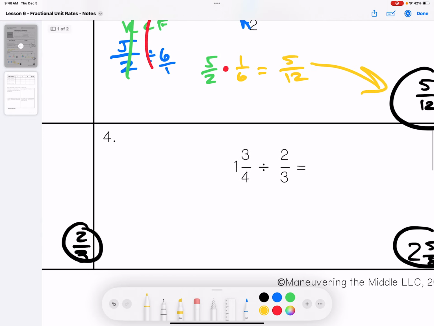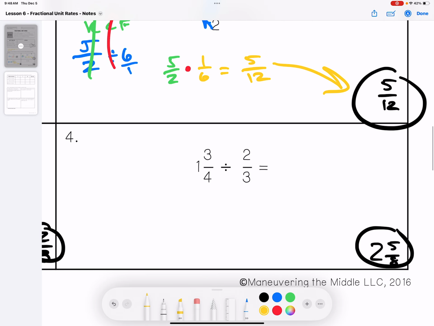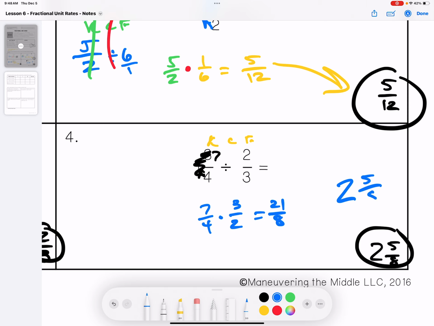All right, number 4. Turn it into an improper fraction first. That would become 4 times 1 plus a 3 on top becomes 7/4. Keep, change, flip. 7/4 times 3/2, 21/8. 8 will go into 21 2 times without going over. That makes 16. 21 minus 16 is 5/8, which is what we said.